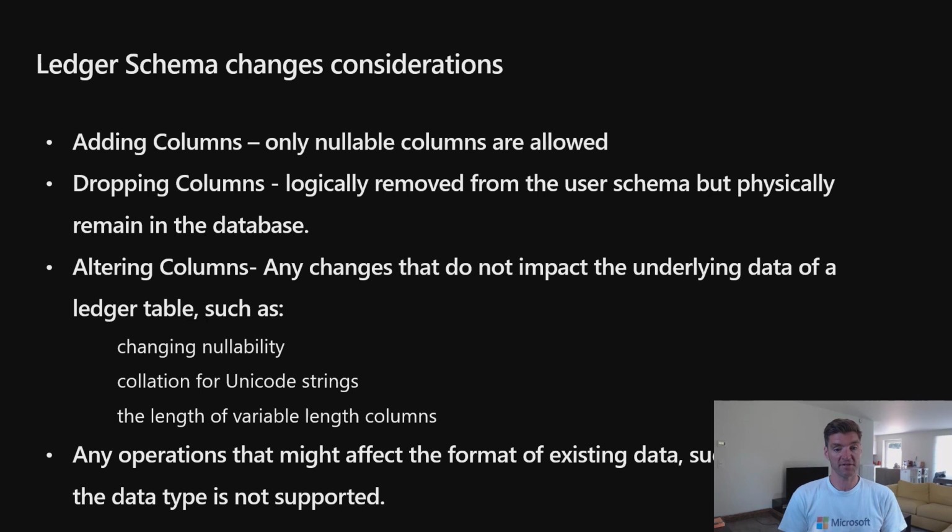Altering columns is also possible, but the only restriction or consideration is that it cannot have any impact for the underlying data of the ledger table, right? So you can change the nullability, you can change the collation, for example, you can change the length of variable columns, for example, a varchar 50, you can change that to a varchar 100. That is all supported, but any operation that might affect the format of existing data, that is not supported. So then you will need to recreate the table and then again move the data from one table to another. All right, makes sense? Good.